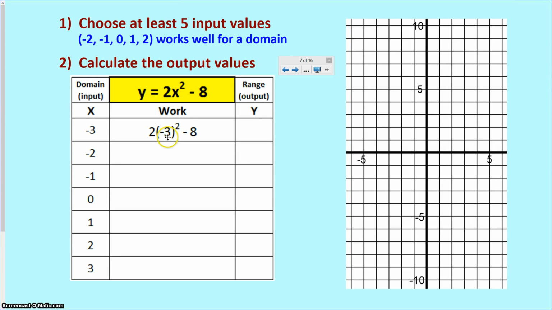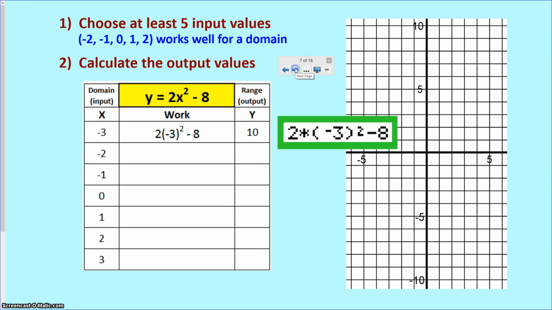So I'm going to take -3 squared. That is -3 times itself. So -3 times a -3 is a +9. Then we move on to multiplication. So we got a +9 times 2, which would be 18, and then subtract 8. Okay, and we will get an answer of 10.